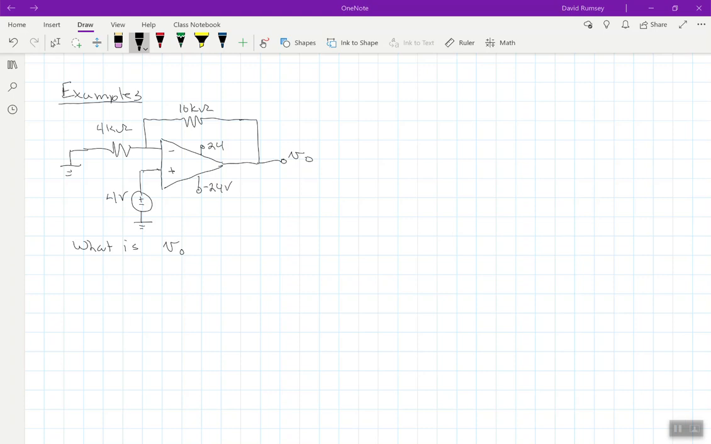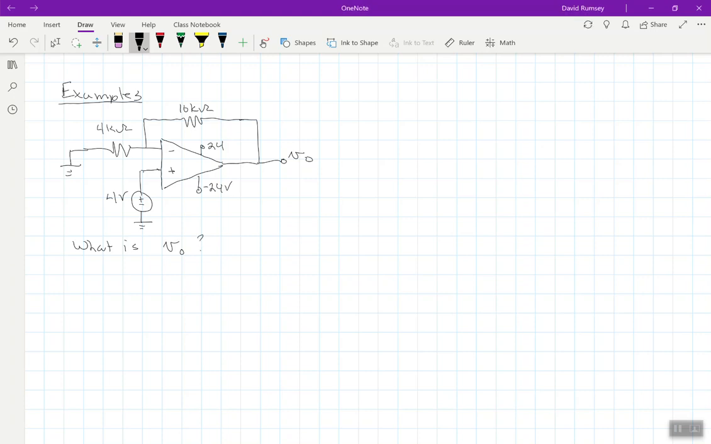Okay, so in this video here, we're going to look at some examples dealing with the operational amplifiers that we saw in the previous video. The main purpose of this video is to look at the circuit, identify what kind of amplifier it is, and then answer whatever the question is here.